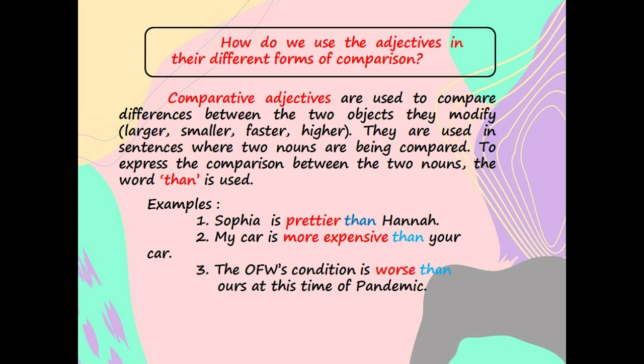Next, the OFW's condition is worse than ours at this time of pandemic. So the adjective that we use is worse, which is the comparative form of the adjective bad. And then we add the word than. The OFW's condition is worse than our condition at this time of pandemic.